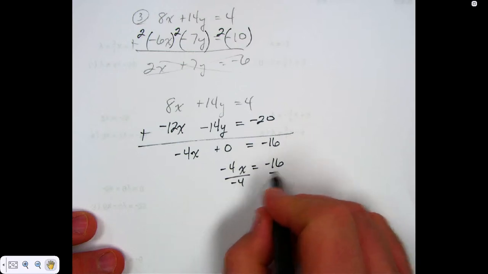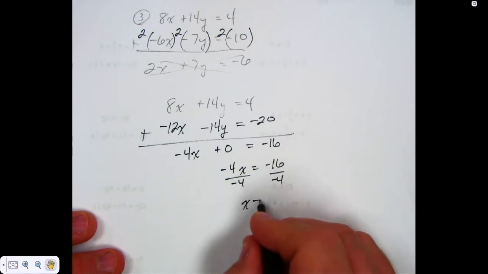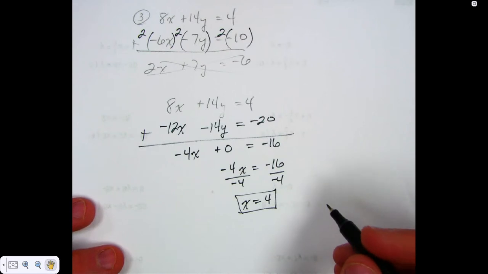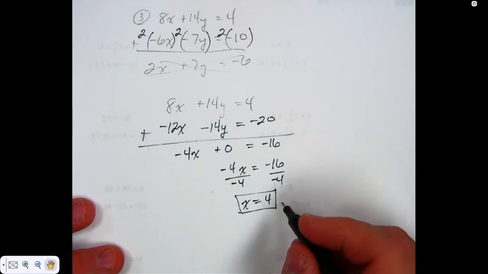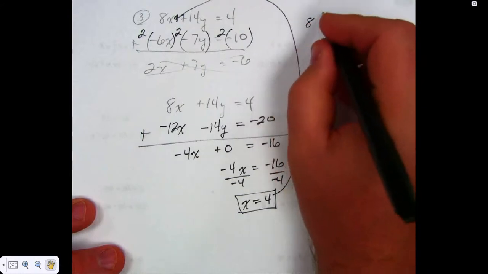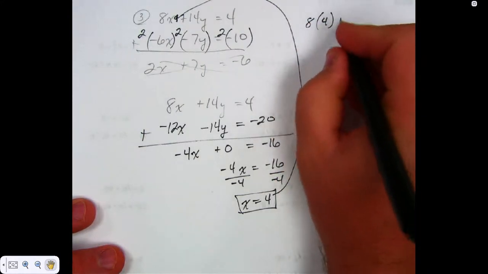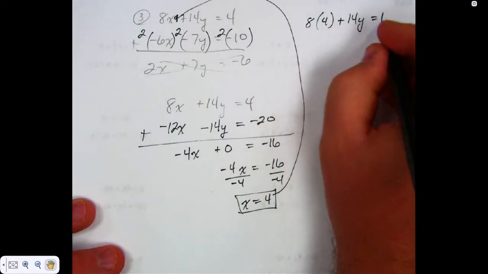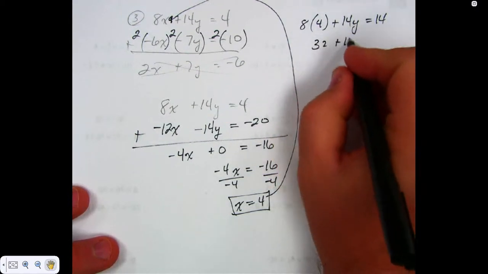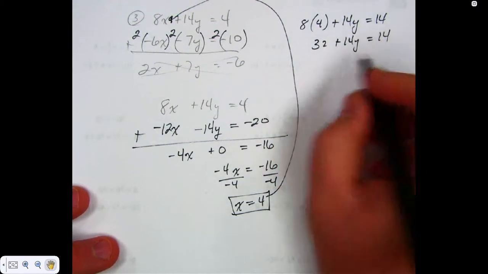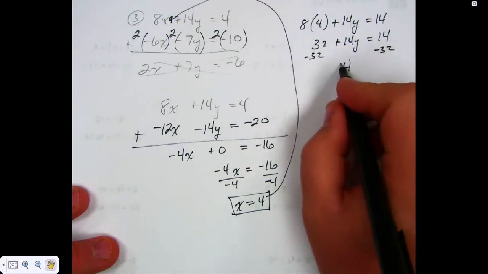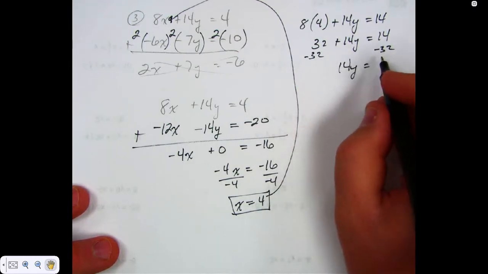Divide both sides by what? X is equal to what? Positive 4. Plug it into the top or the bottom equation? Okay. Right there. So it's 8 times what? 4 plus 14y is equal to 14. What am I going to do now? 32 plus 14y is equal to 14. Subtract 32. 14y is equal to, what's the answer there?